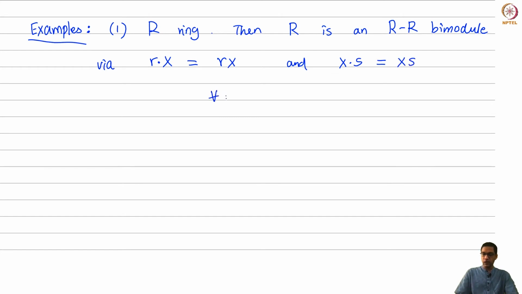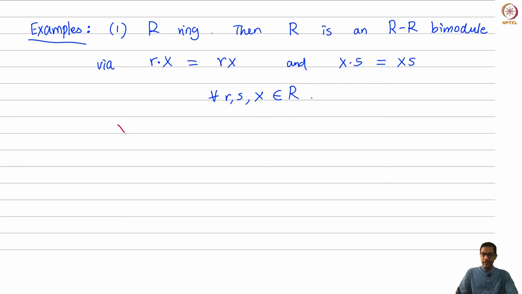Okay, so this is for all r in R. The claim is that left multiplication makes R into a left R module, as you have seen before. The right multiplication makes R into a right R module. But the new thing to check here is that these two are compatible.